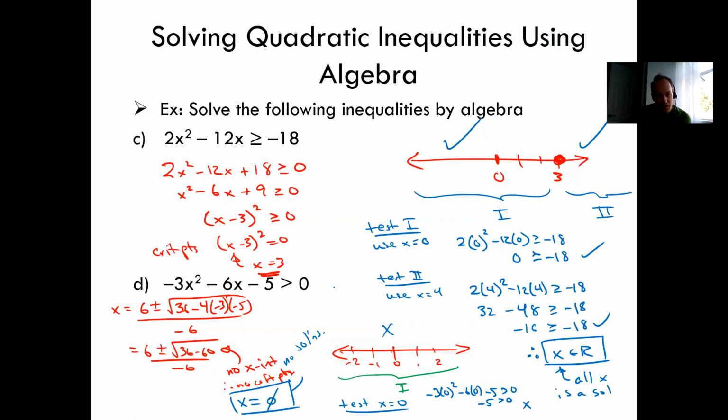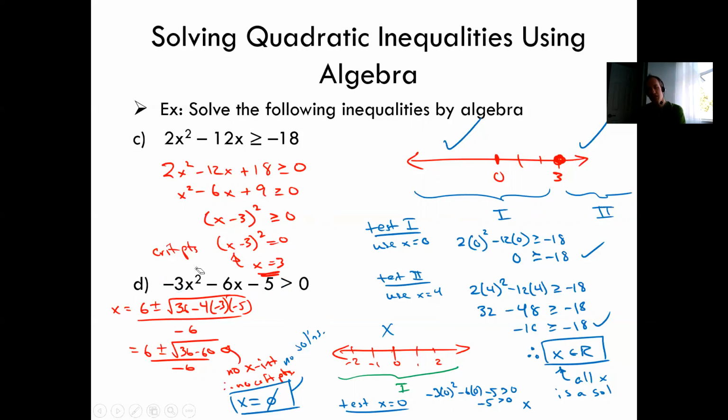My last one. So this is why we don't have any solutions. This is a downward facing parabola. And it's got a negative y-intercept, which means it's down here somewhere. When is it greater than 0? Never, because it never crosses.